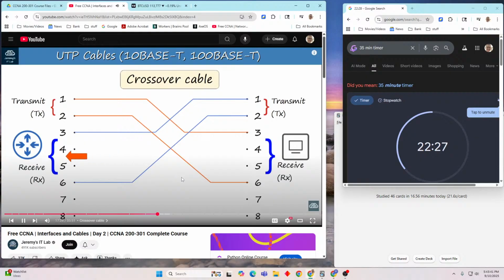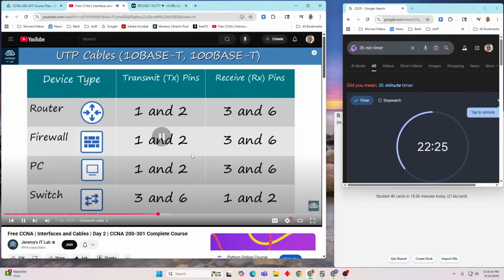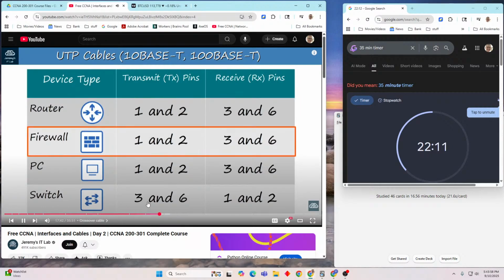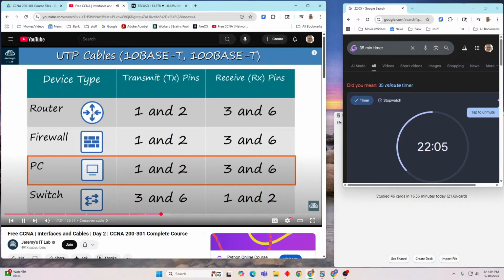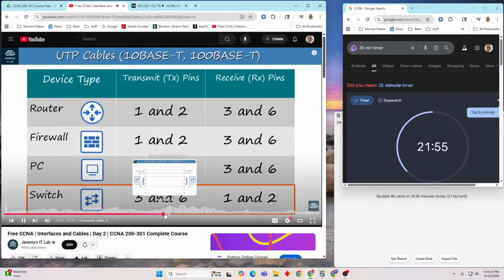Here's a chart reviewing different device types and the pins they use to transmit and receive data. Routers transmit data on pins 1 and 2 and receive data on pins 3 and 6. Firewalls are the same as routers. They transmit data on pins 1 and 2 and receive data on pins 3 and 6. PCs also transmit data on pins 1 and 2 and receive data on pins 3 and 6. Switches are the only different one of the group. Switches transmit data on pins 3 and 6 and receive data on pins 1 and 2. Try to remember these. The flashcards included in the description will help with this, so I recommend that you use them.